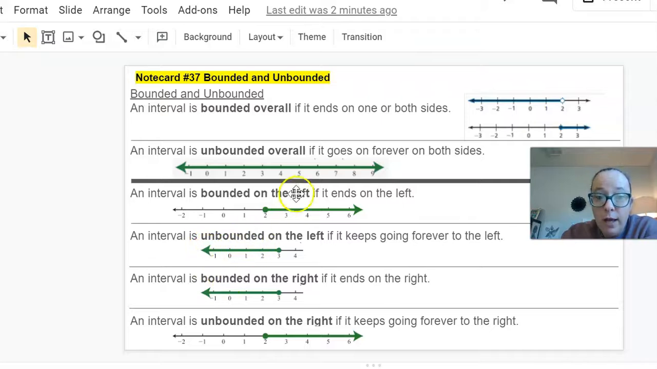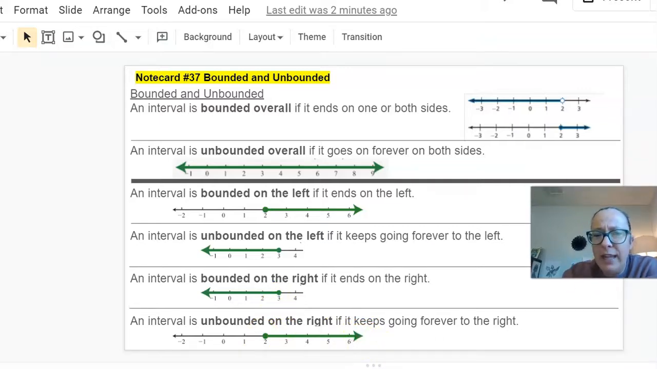Now overall, all of these on the bottom would be bounded, okay? But if you just look on the left side of this graph, it's bounded. The left side of this graph, it's unbounded on the left, bounded on the left. Now this one, if you look on the right, if we're now specifically looking at the right, it's bounded on the right. And then this one is unbounded on the right because it keeps going. So I know that might be a whole bunch for you to take in right now, and it's really a minor part of the lesson, but it's important enough that you need a note card for it.